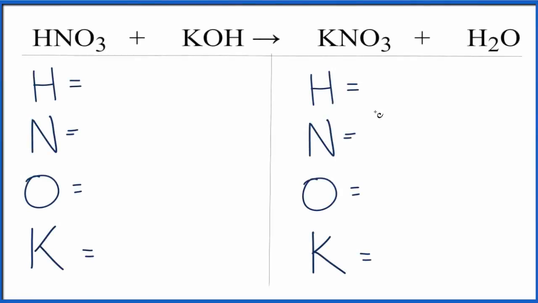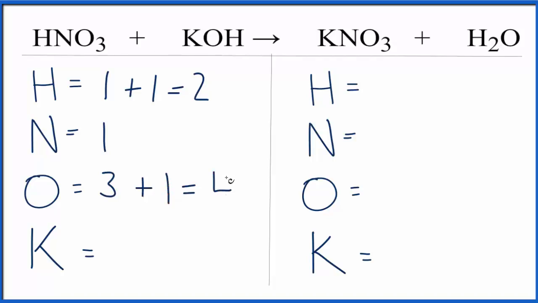In this neutralization reaction, we have HNO3, an acid, plus KOH, a base, and that gives us KNO3, a salt, plus water. We have one hydrogen, plus we have this hydrogen here, so we actually have two hydrogens. Nitrogens, we have one of those. Oxygens, we have the three, plus we have one here. So 3 plus 1, that gives us 4 oxygen atoms, and we have one potassium atom.